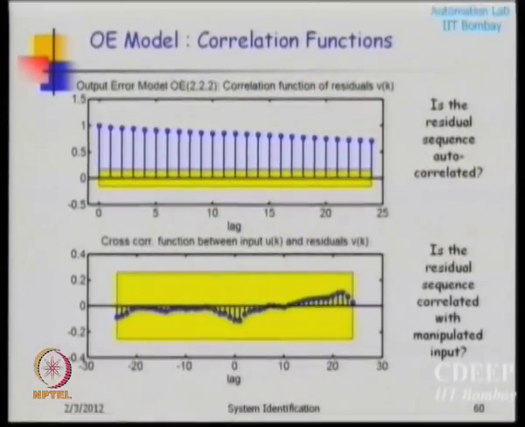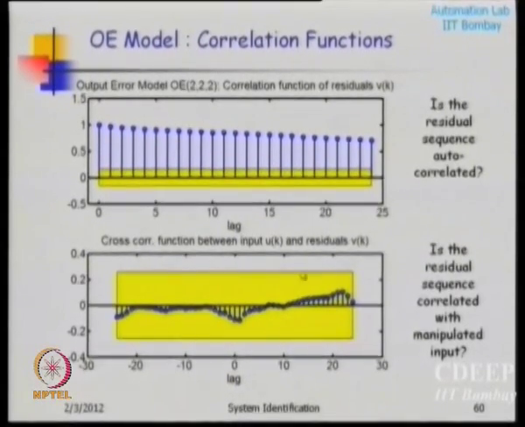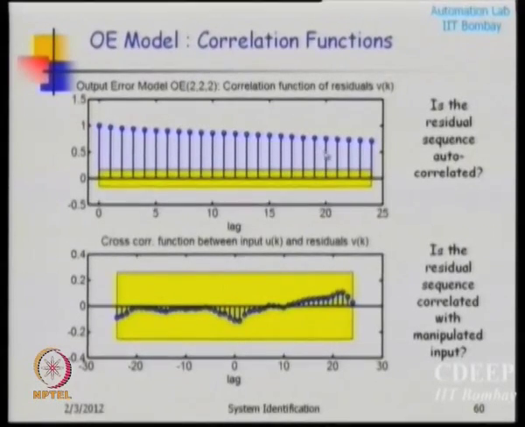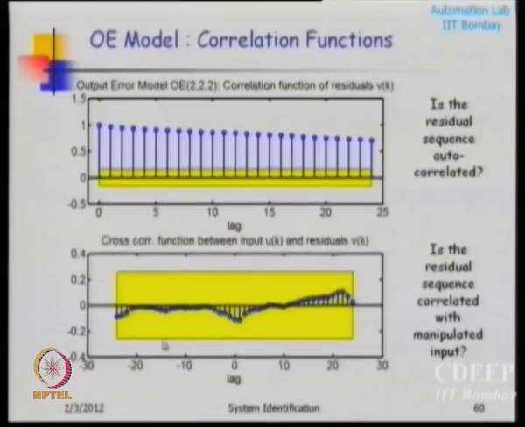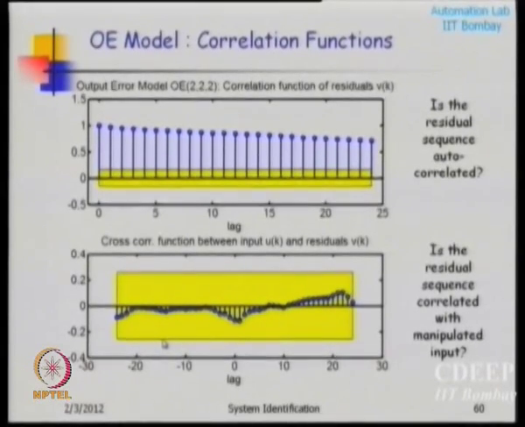So the question is, is there something in this VK? Now you can see here clearly, this signal is autocorrelated. There is a very strong autocorrelation with the past. In fact, even with the last 20 samples, it is not over. It might be there for many, many samples. So there is autocorrelation, which is strong positive autocorrelation. Cross correlation doesn't seem to be there. So the second order model seems to be okay. I am not going to gain too much by going to a third order model.